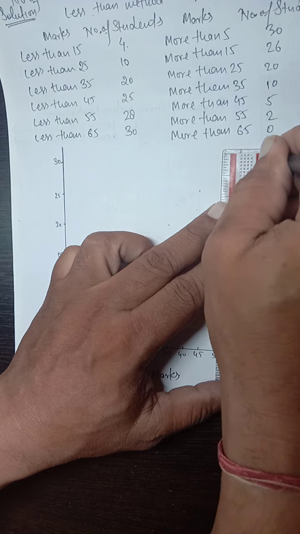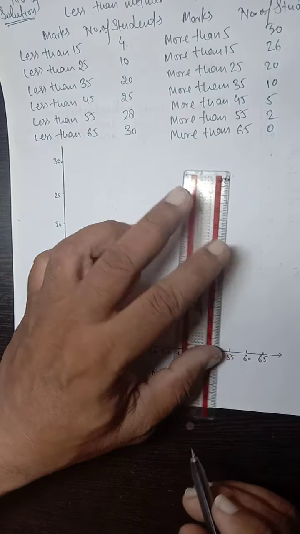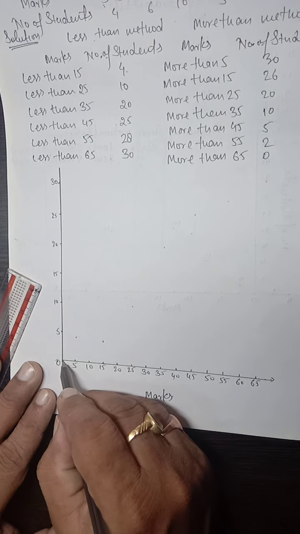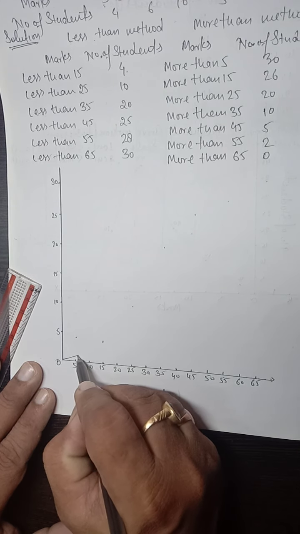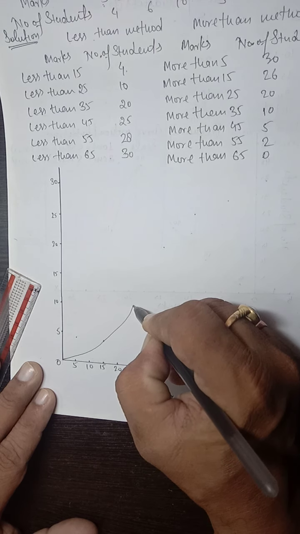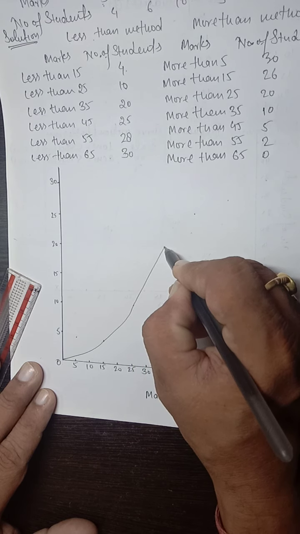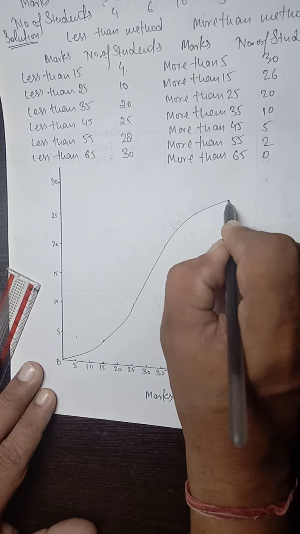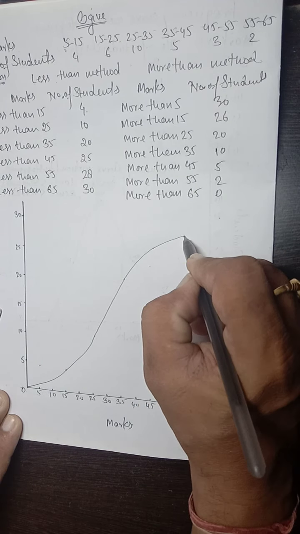We have just marked here. And now freehand we have to just join the points together. From 0 we can start. Freehand it has to be used. Scale will not be required here. No need of the scale here.